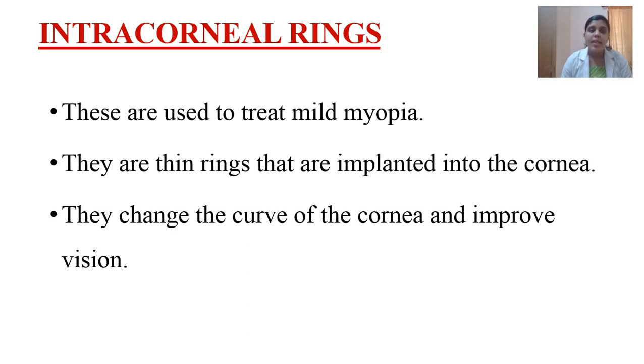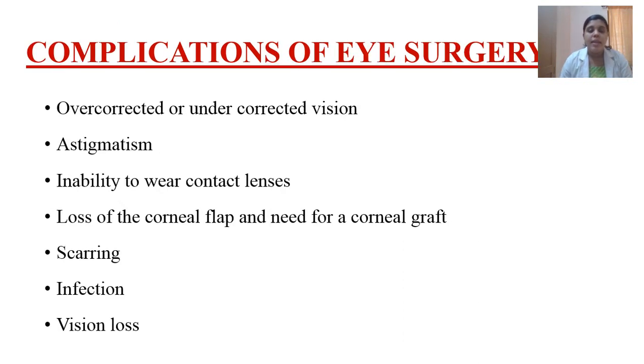Next one is regarding the intracorneal rings. They are also used to treat mild myopia. These are small rings which can be implanted in the cornea, and these implants help to reduce the curvature of the cornea and to improve the vision. Okay. So next, see regarding what are the complications that can develop following an eye surgery.